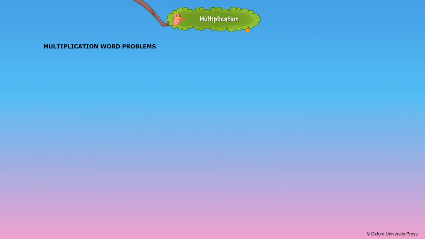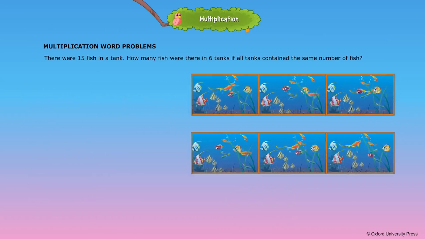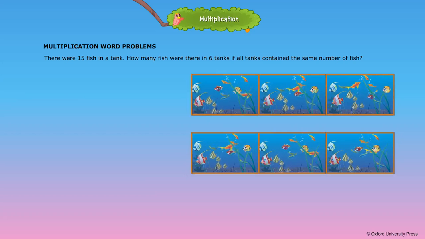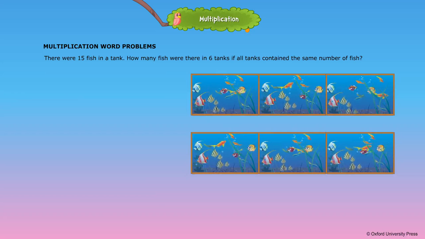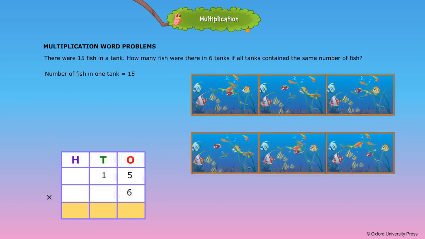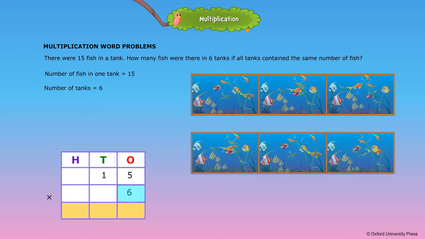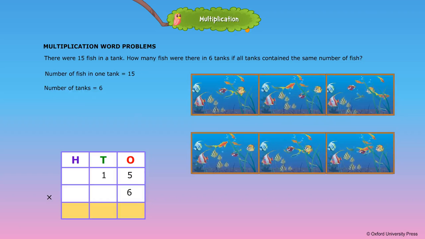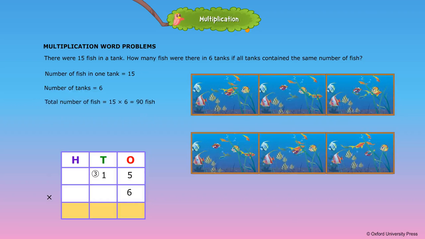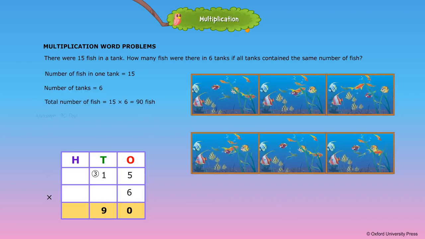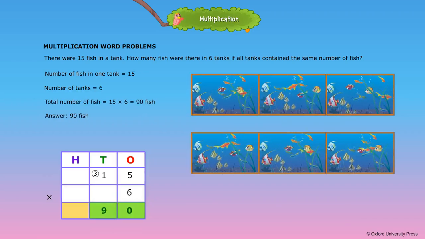Multiplication word problems. There were 15 fish in a tank. How many fish were there in 6 tanks if all tanks contained the same number of fish? Number of fish in one tank is 15. Number of tanks is 6. Total number of fish is 15 into 6, which is equal to 90 fish. So the answer is 90 fish.